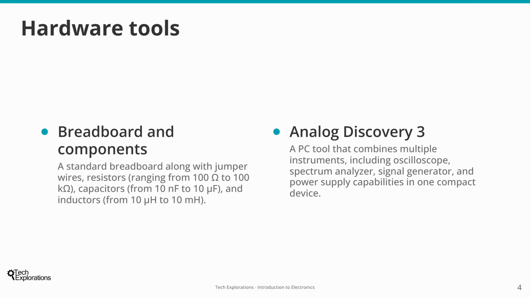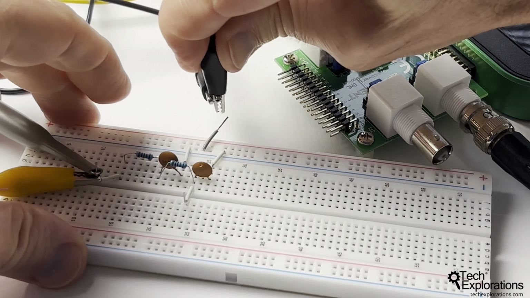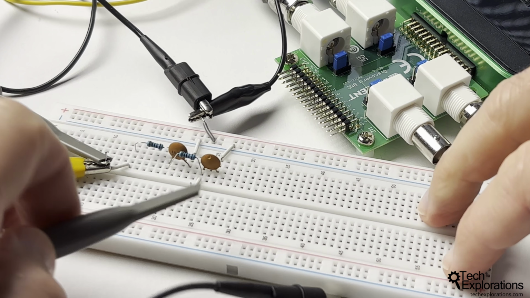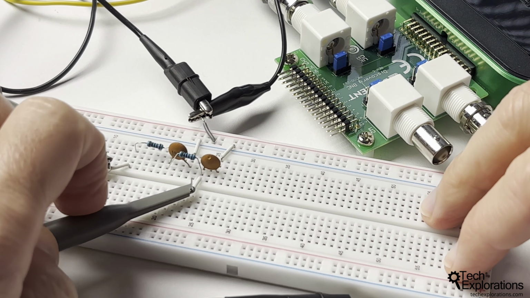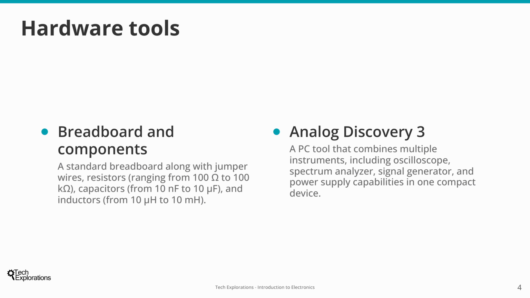While physical laboratory equipment is optional, having these tools can enhance your practical understanding by allowing direct construction and measurement of filter circuits. These tools are beneficial for gaining a deeper intuition of real-world behaviors. First off, we need a breadboard and various components. So a basic breadboard, a bunch of jumper wires and resistors, say from 100 ohms to 100 kilo ohms, a bunch of capacitors ranging from 10 nanofarads to 10 microfarads, and a few inductors from 10 microhenries to 10 millihenries are recommended for physical experimentation.